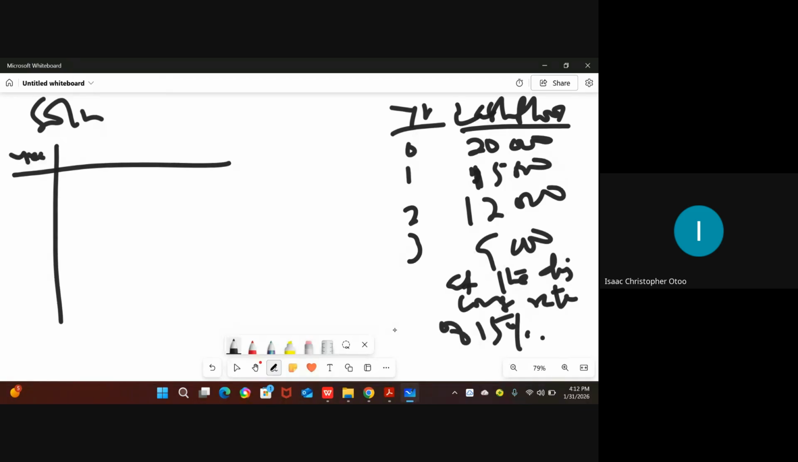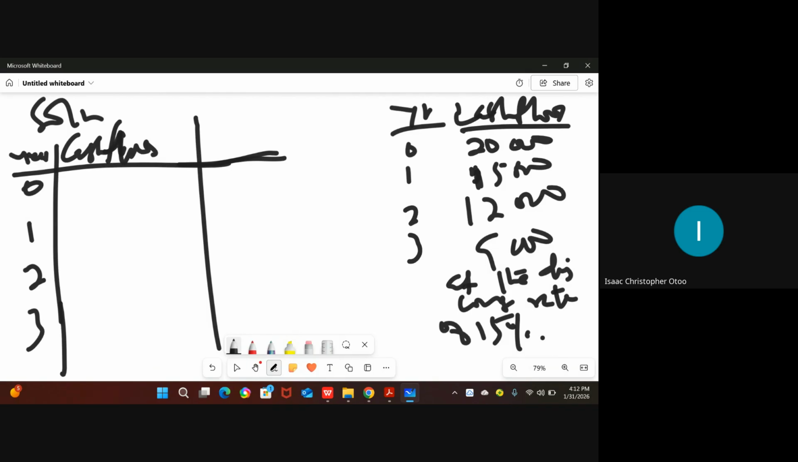So here is year. Then the years start from 0, 1, 2, 3. Then I come to cash flows. With the cash flows, the 0 year one is 20,000. Because it is a cost, I will put it in brackets. And you know, as a finance student, any figure in the bracket, when we are doing addition, it's a minus. Then I write the individual cash flows.